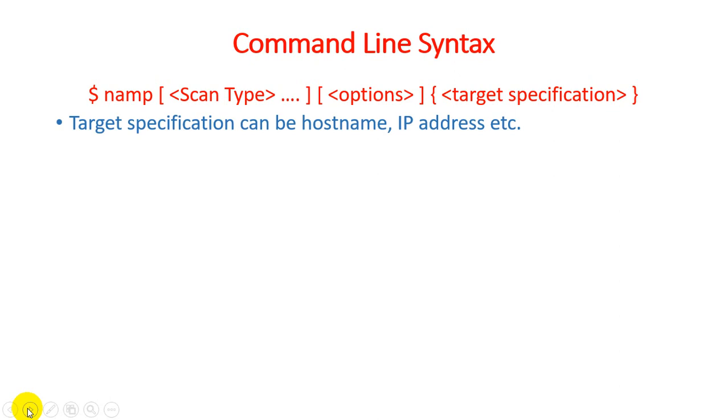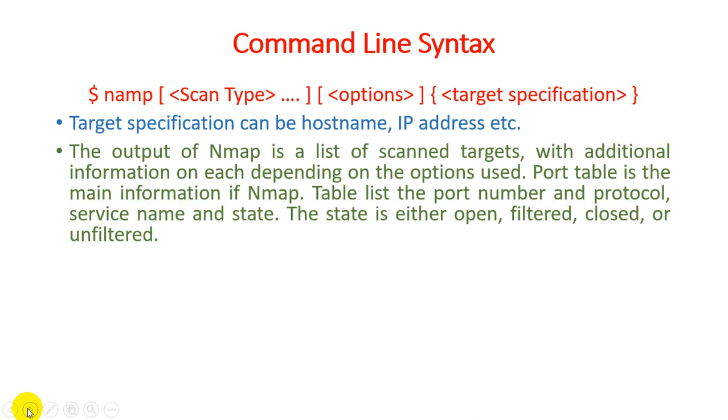Target specifications can be a host name or IP address. It's really easy to understand that if we want to scan our own system, we just mention localhost. If we want to connect to and scan a particular remote server, then we mention the target specification as the IP address of the remote server. Then the output of Nmap is a list of scan targets mentioned by the target specifications, with additional information on each depending on the options used. What the different options are, we will discuss in the next slides.